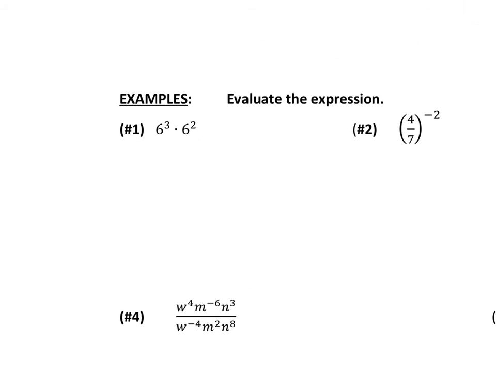Example 1 says evaluate the expression. If we have 6 to the 3rd times 6 squared, we would be adding up the exponents, so it would be 6 to the 5th power. And then you would use a calculator. 6 to the 5th is 7,776.